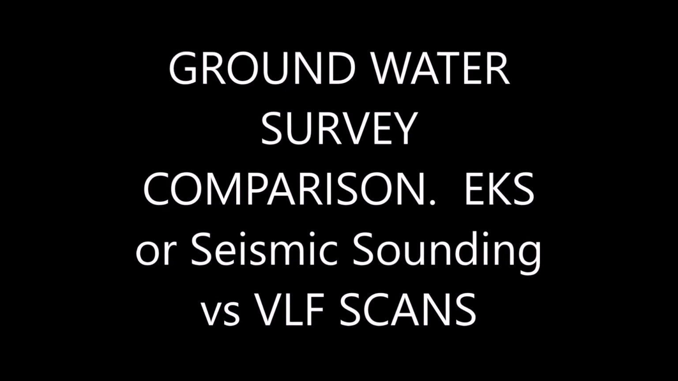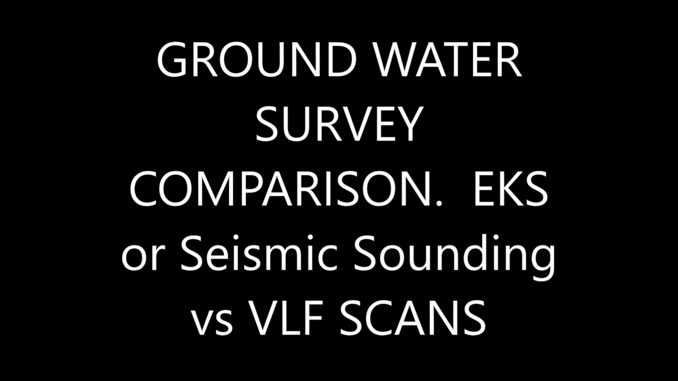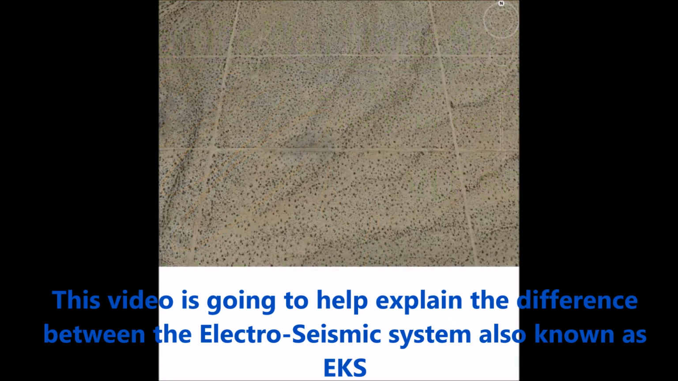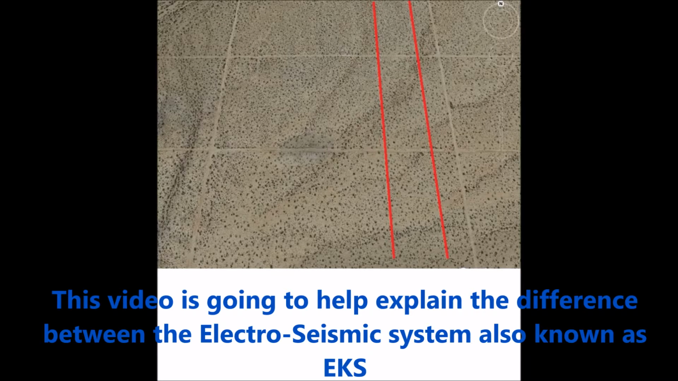During this video, we are going to explain the difference between the EKS or soundings type of survey system and the VLF Scan that we use here at the Water Prospector. One advantage the VLF system has is that it's completely portable. If we can hike it, we can survey it.